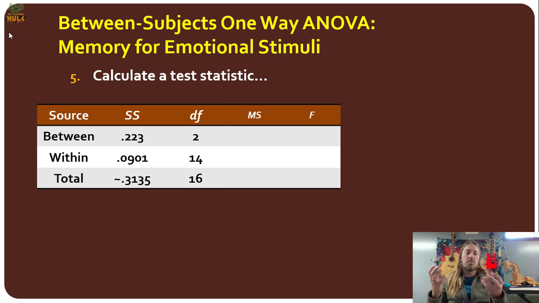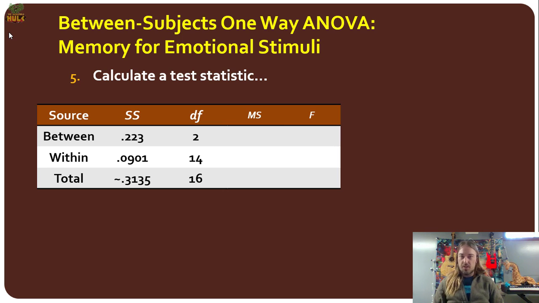I can populate my source table with that value. Notice that if I were to add the 0.223 to the 0.0901, I come very, very close to 0.3135. It is not exactly the same number, but that is because we have done some rounding over the course of our calculations. This is okay. This is still going to convey the kind of closeness that allows you to double check that you've done this correctly. If your numbers don't come anywhere near adding up within a degree of rounding, then you have messed up one of these calculations.